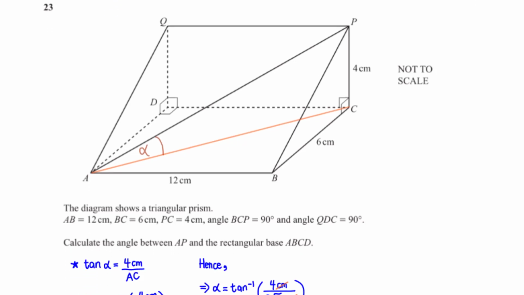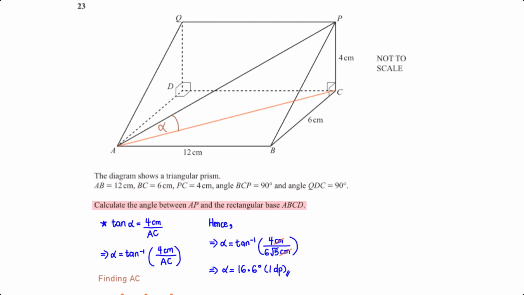The diagram shows a triangular prism. AB is 12 centimeters, BC is 6 centimeters, PC is 4 centimeters, angle BCP is 90 degrees, and angle QDC is 90 degrees. Calculate the angle between AP and the rectangular base ABCD. On the diagram, this angle has been labeled as alpha.